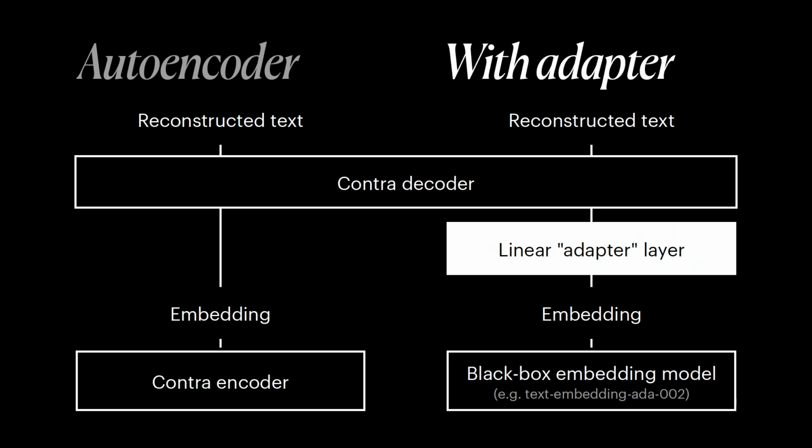But we take this model, and we can adapt it to other models as well, as you saw with the OpenAI embedding recovery. And so on the left is the normal training regime, where you have an encoder, you get an embedding, and you try to reconstruct the text. On the right, we just train this linear adapter layer to go from the embedding of a different model to then reconstruct the text with a normal decoder.